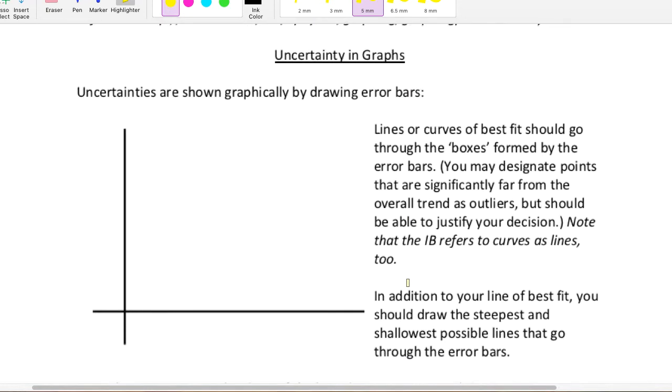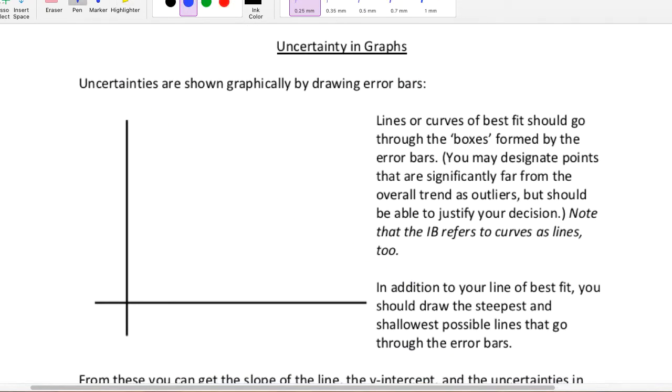Let's talk about uncertainties in graphs. So uncertainties are shown graphically by drawing error bars. So error bars might look something like that in the vertical dimension and like that in the horizontal dimension. And they could be different for every different point.